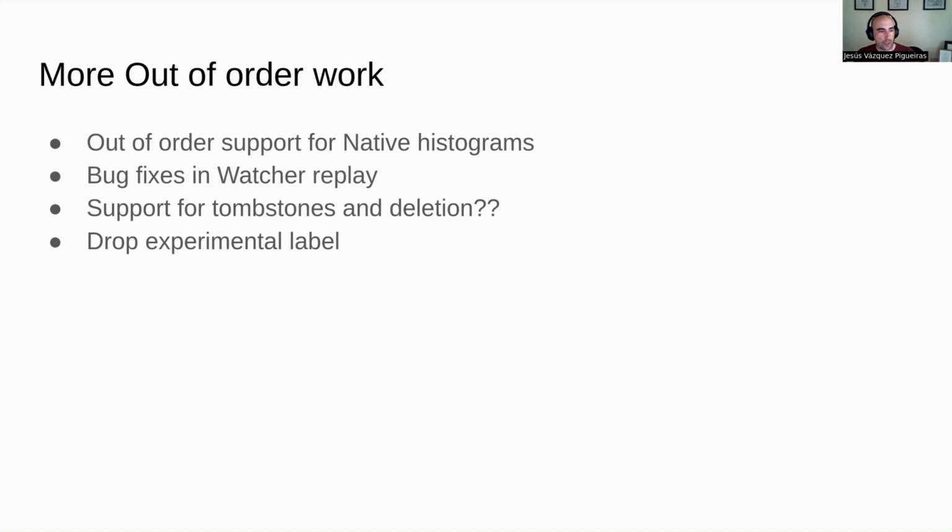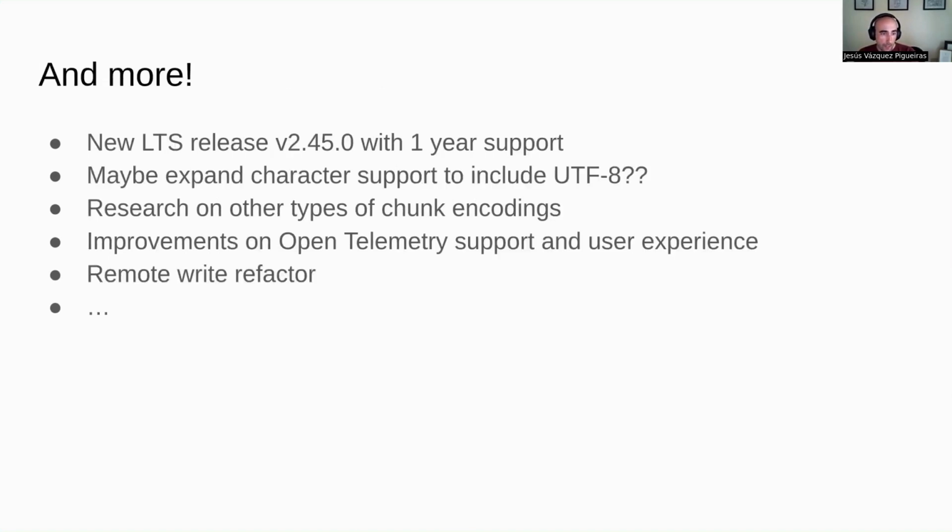I have a contributor asking to help on this. So yeah, there's been progress. I'm not sure about the state right now, but hopefully we'll have it by the end of the year. And then also we'd like to drop the experimental label. Just so that you know, we are using out of order in production at scale at Grafana, and it's working out pretty well. So yeah, we think it's reaching a stage where it's stable enough.